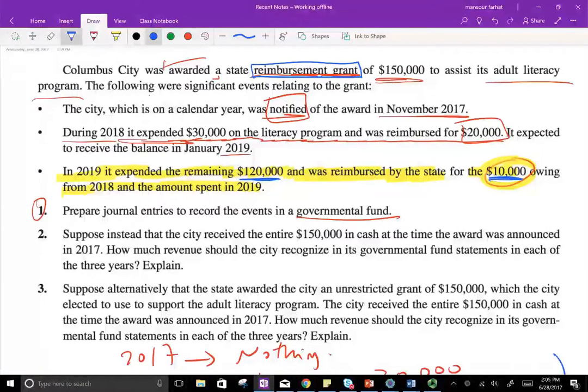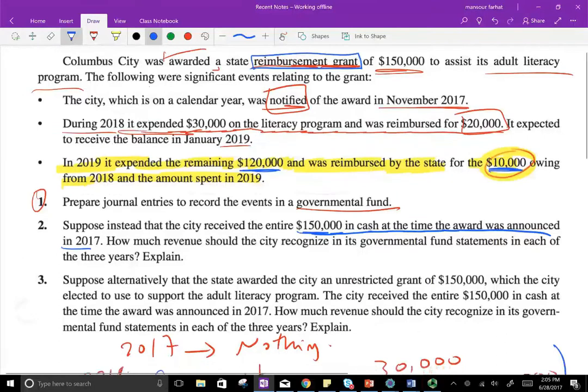Now suppose instead that the city received the entire 150 in cash at the time the award was announced in 2017. Now, how much revenue should the city recognize in its governmental fund in each of the 3 periods, and explain? Now, what we're saying is this. Let's assume that we receive the money up front. Okay, what does it mean up front? It means when they announce the grant, they send us the money. They say, here's the money, we give you the grant. Okay, so what would happen in 2017?